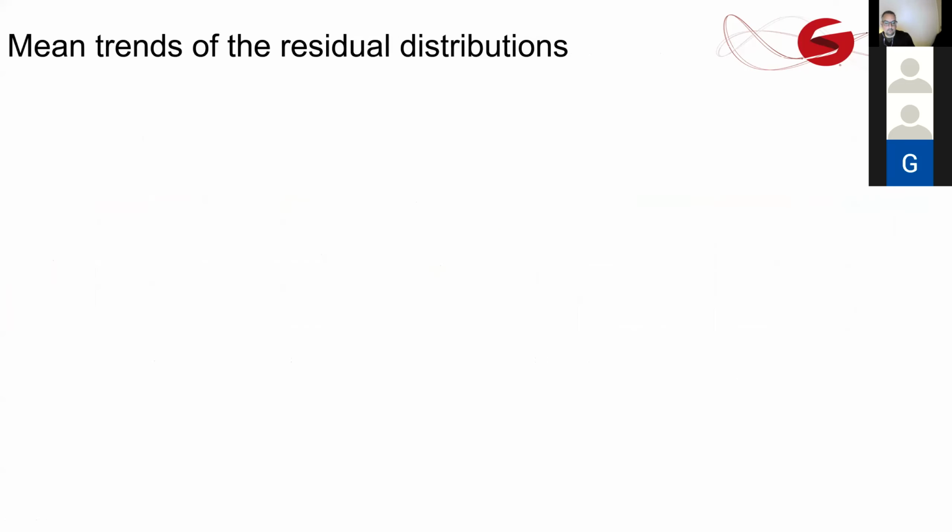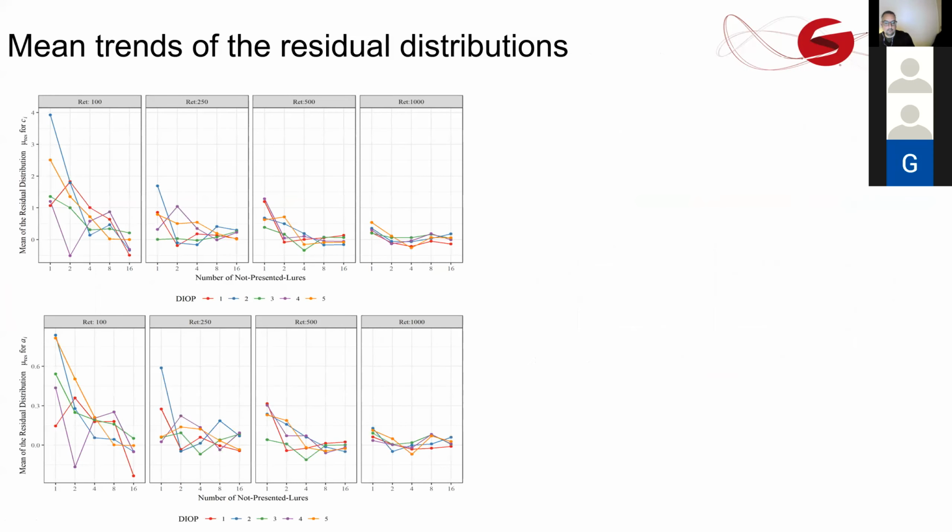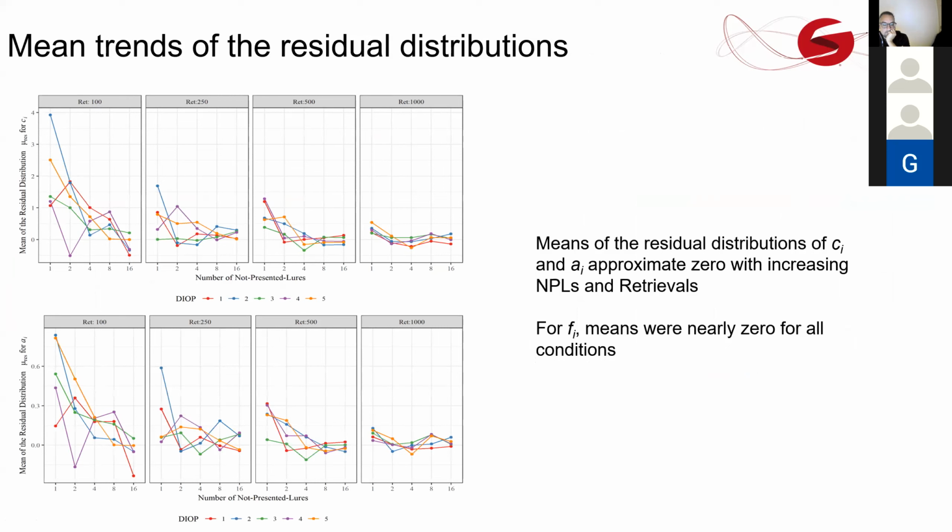We can also see that the mean trends of the residual distributions, which were calculated as the difference between the estimated and the real or sampled parameter values, decrease with increasing retrievals, which should not be surprising, and this approximates zero. And you see here the number of distractors in other positions, and you see that there's no difference, and the number of not presented lures. And we see for every panel here, it approximates 0 for increasing not presented lures. This is the main message of this slide, as well as here for the general activation parameter. And for the F parameter, the means were nearly zero for all conditions, which is also not that surprising.